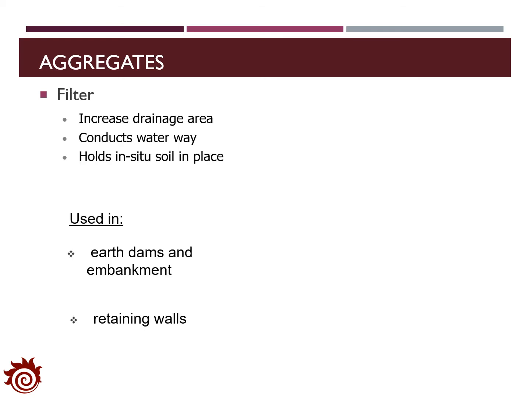The aggregates can also be used as the filter in the drainage system. It's able to increase the drainage area, conduct the waterway, and hold in-situ soil in place. Usually the aggregates as the filter will be used for the earth dam and embankment, or is applied as the retaining walls. In general, we can use some granular soils or geotextile as the filter for the drainage system.